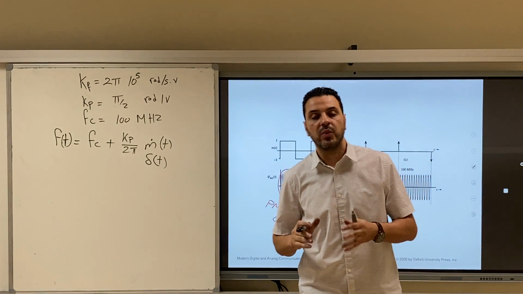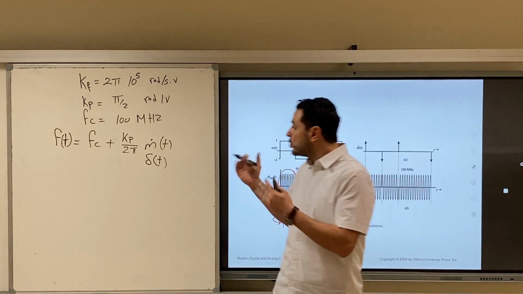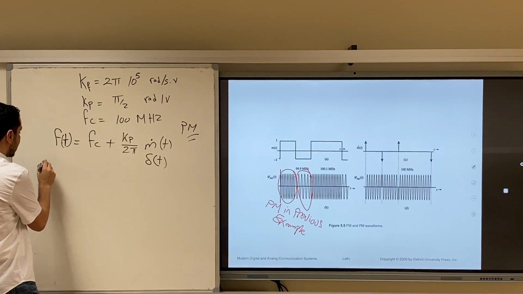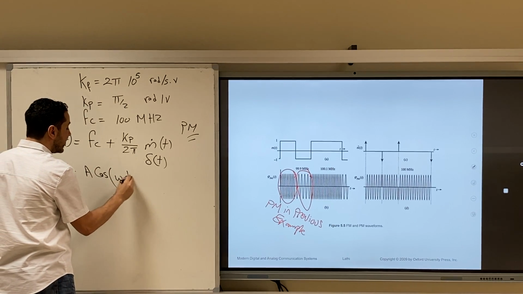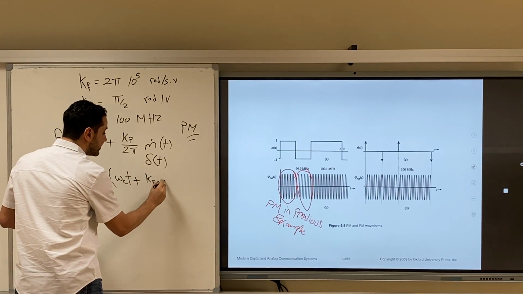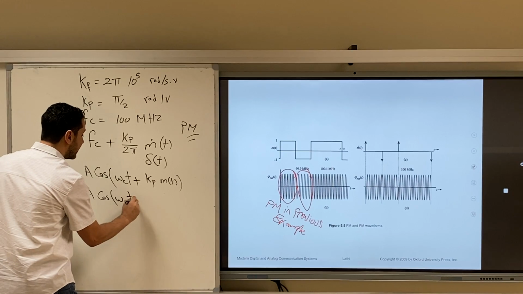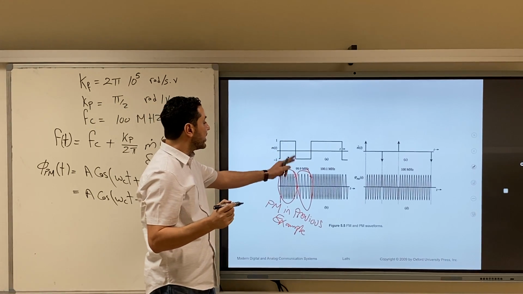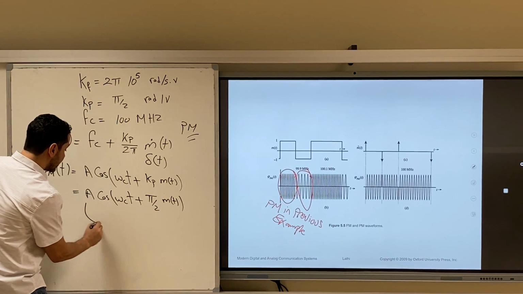And as I said before, whenever you are confused, go back to the basic rules, to the basic equations. So let's go back to the basic equation of the PM. Now we are discussing the PM, right? The basic equation of PM says that phi PM equals A cosine omega c t plus Kp M of t. So it will be A cosine omega ct plus Kp is pi over 2. And M of t can be either 1 or -1, right? So this will give you two cases.